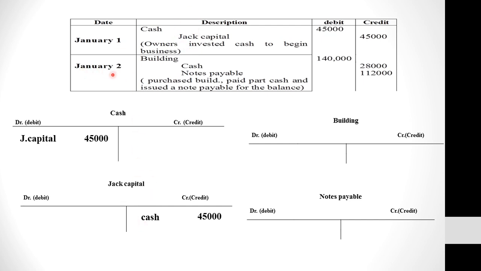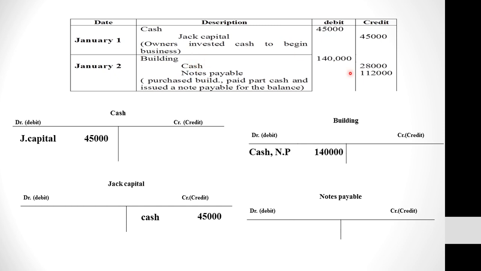Let's move to January 2. We are doing it in order, so we're going to start with building. Within the debit side, 140,000. This is the T account for building. In the debit side, we're going to place 140,000. And for more explanation, we're going to write beside the figure the opposite accounts within the journal entry, which are cash and notes payable, like this.